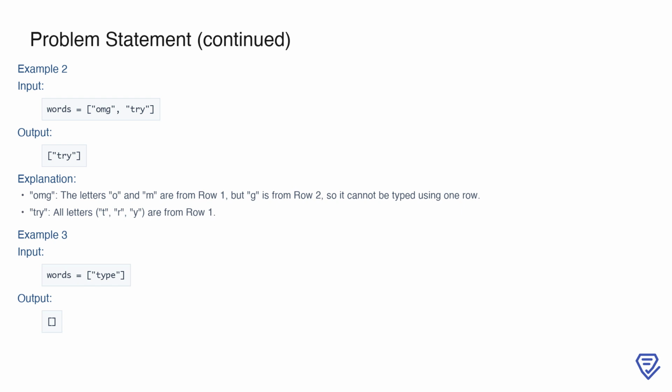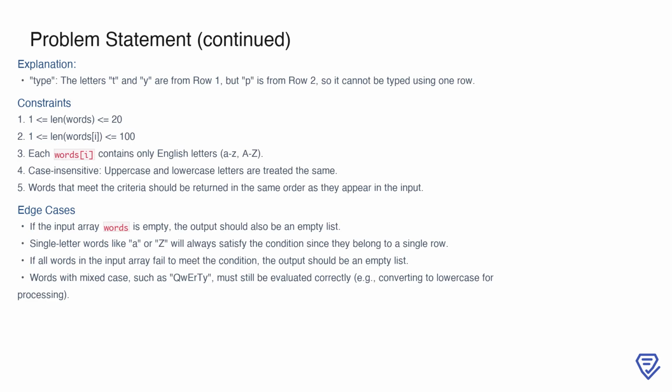For a third example, consider words equals type. The output in this case is an empty list, because the word type uses letters from both row 1, such as T and Y, and row 2, specifically P. Since no word in this input array satisfies the condition of using only one keyboard row, the result is an empty list. To summarize, the word type fails because it includes letters from multiple rows of the keyboard.